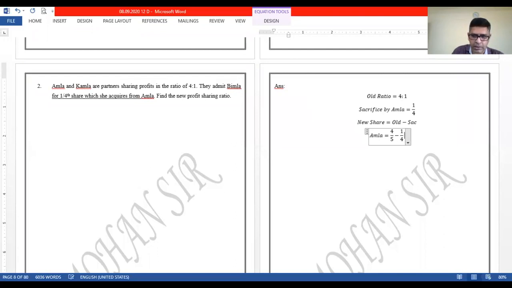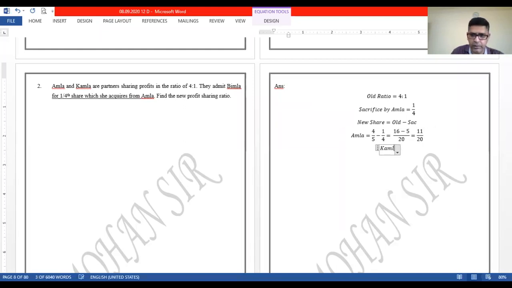Okay, so that is now to be calculated. We need to take the LCM over here. 5 4s are 20. Now 4 4s are 16 and minus 5 1s are 5. So 16 minus 5 is 11 by 20.